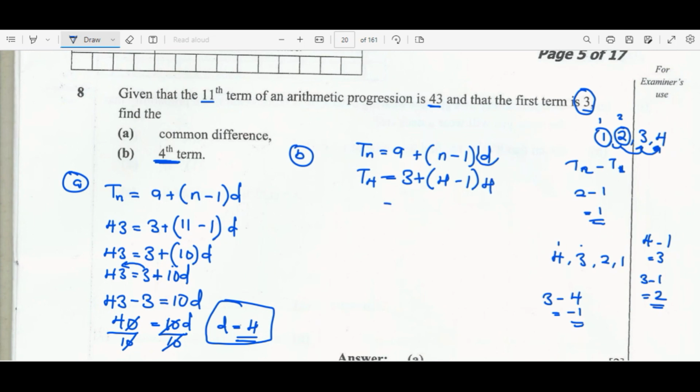So we work out what is in the bracket first. So 3 plus, open bracket, 4 minus 1 gives us 3, times the common difference 4. So we'd say 3 plus 4 times 3, which gives us 12. And then the fourth term will be 3 plus 12. So 3 plus 12 gives us 15. So our 15 is the answer there.